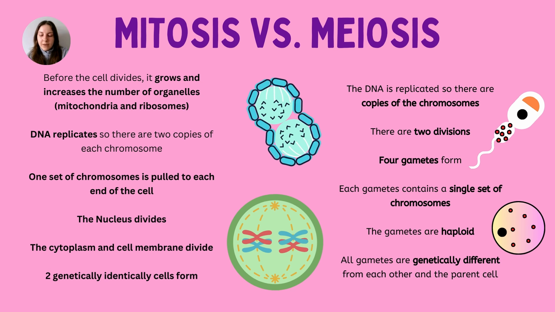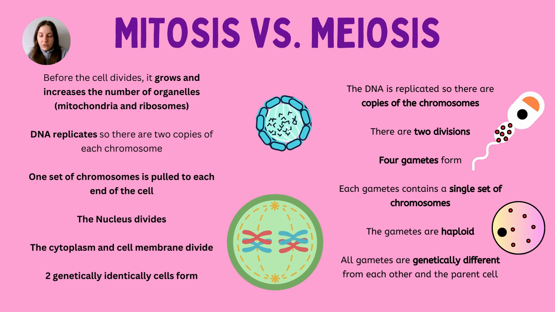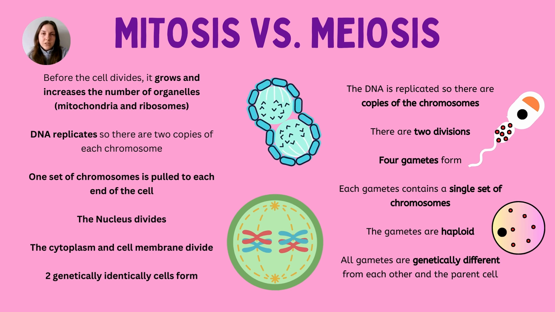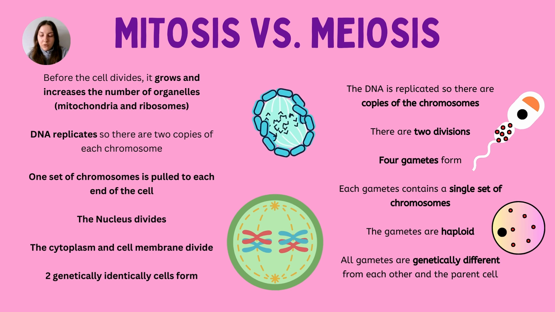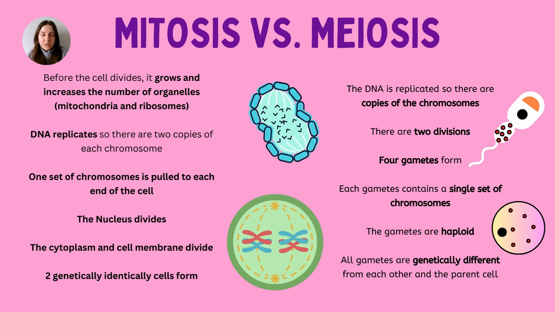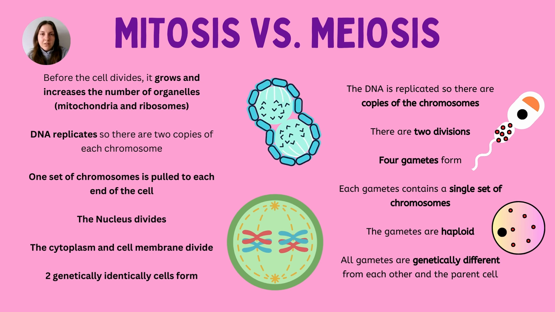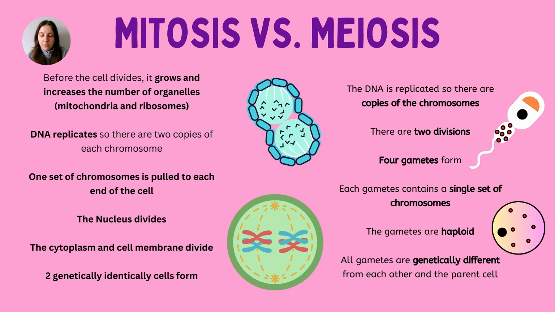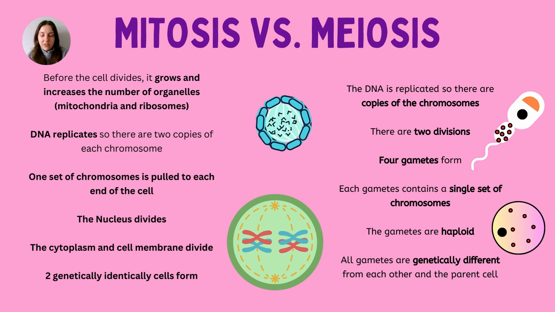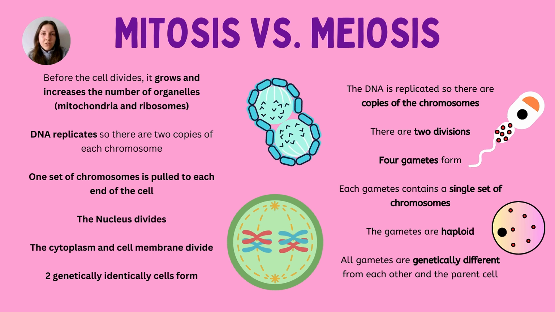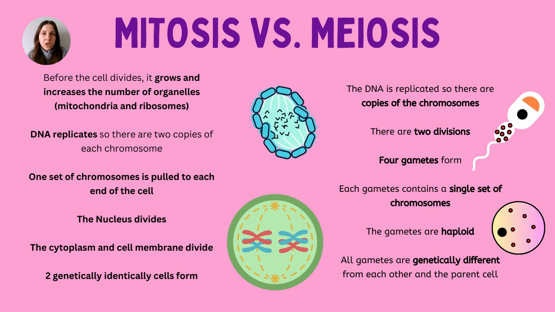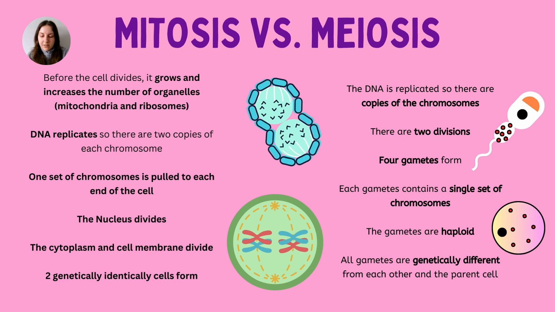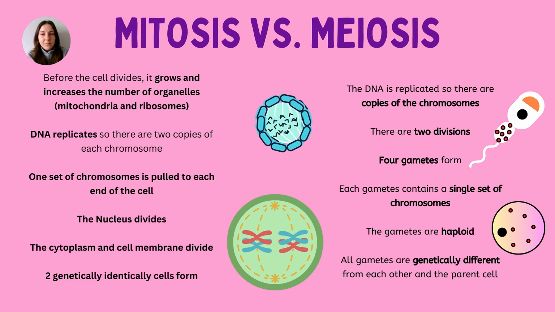So the DNA is replicated, so there are copies of each chromosome, and there are 2 divisions in meiosis. 4 gametes form, unlike in mitosis where only 2 cells form. Remember, gametes is a scientific word for sex cells. Each gamete contains a single set of chromosomes, and therefore the gametes are considered haploid, unlike in mitosis where the cells are diploid. They have the full complement of chromosomes that are there. All gametes, like I said, are genetically different from each other and the parent cell.